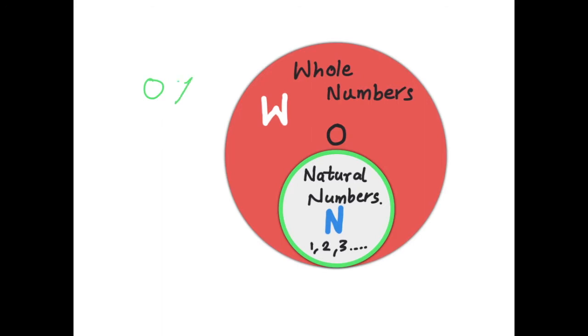No. 0 is a whole number. Yes. So, all natural numbers are whole numbers, but all whole numbers are not natural numbers.